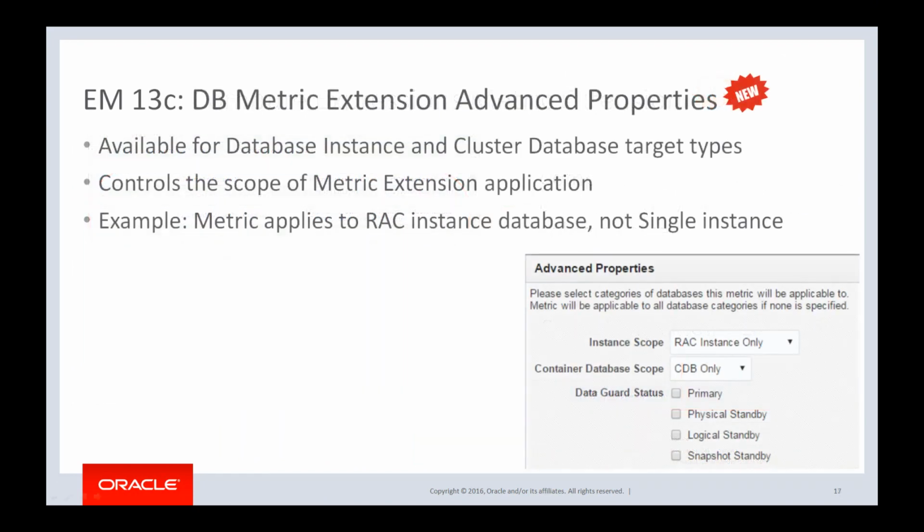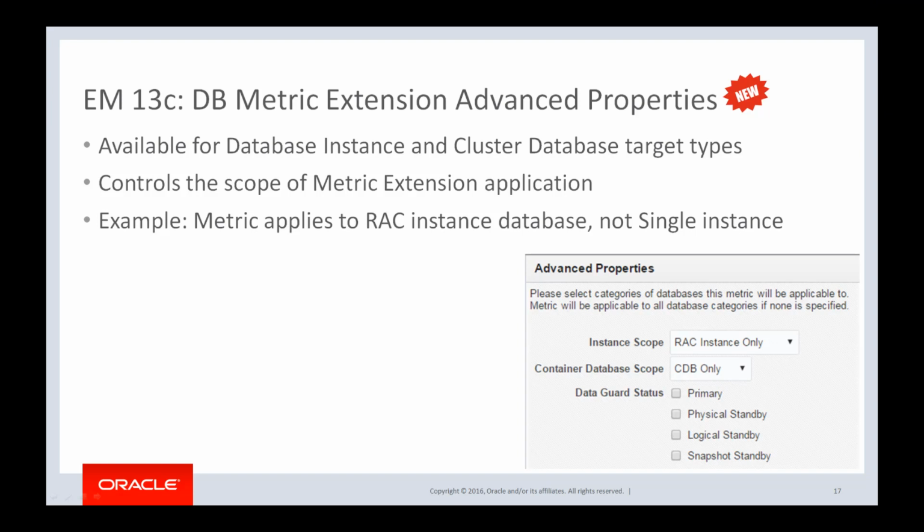Another enhancement in EM13c is there are new advanced properties for database metric extensions. In 13c, you can now specify the scope of the metric extension to be at the database instance or container level. The new advanced properties option will only appear if you are creating a metric extension for a database instance or cluster database target type.